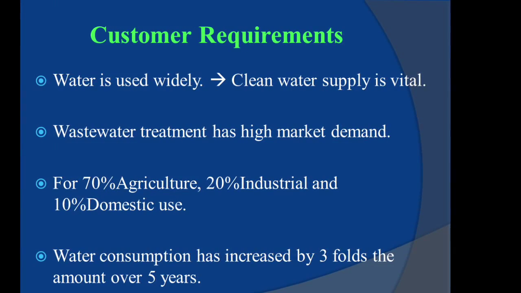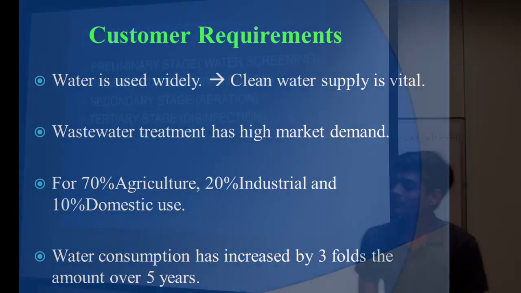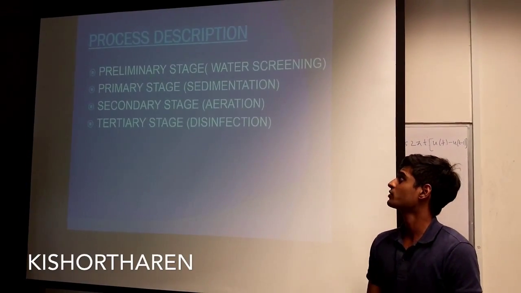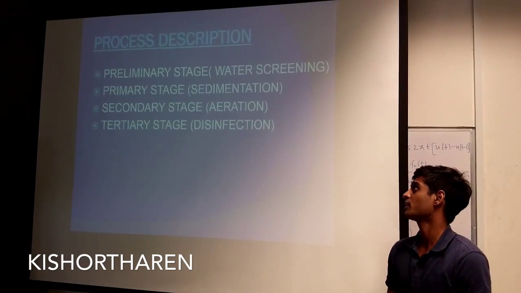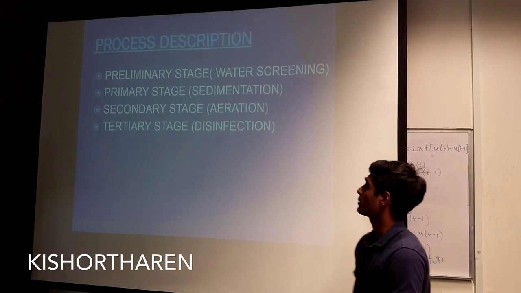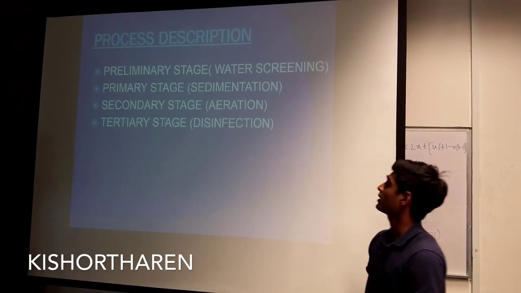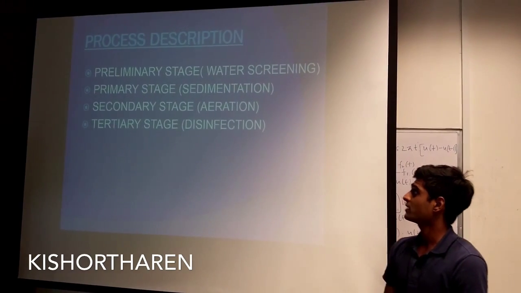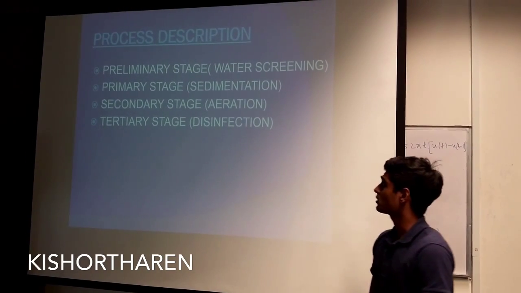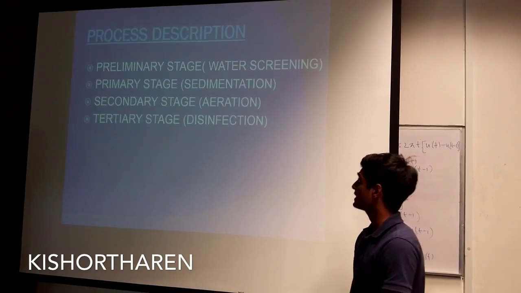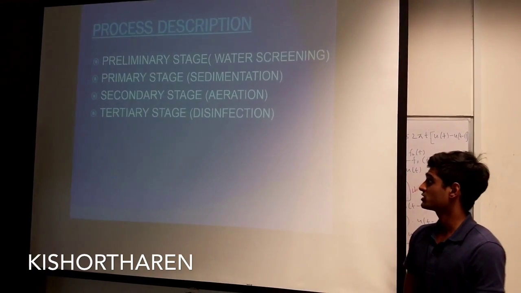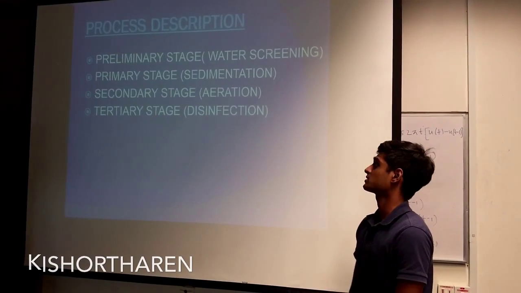Now I would like to invite Mr. Kishore for his part. My name is Kishore, and today I'm going to talk about the process description of the wastewater treatment plant and also the process flow diagram. So today I'm going to talk about mainly 4 stages: the preliminary stage where water undergoes screening; the secondary step, called the primary stage, where sedimentation occurs; then the secondary stage where aeration occurs; and finally, the tertiary stage where disinfection occurs.